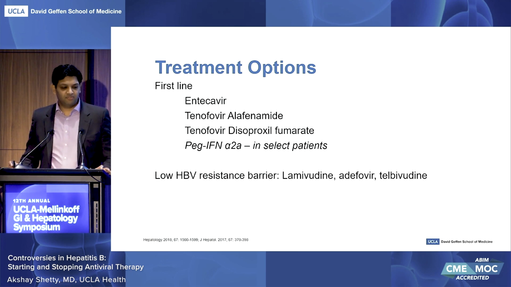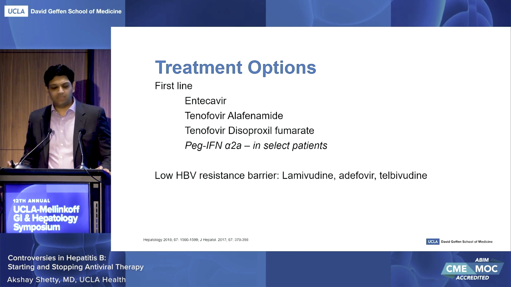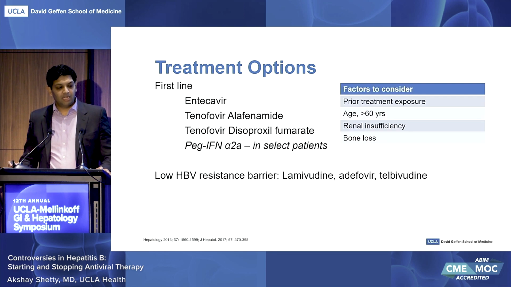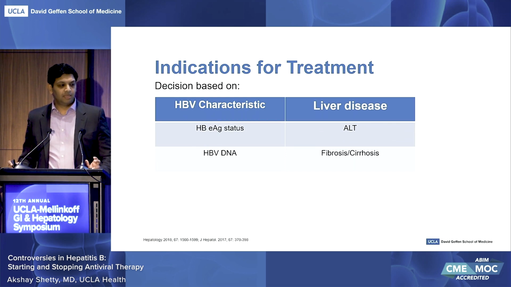Lastly, the last option available is usually not recommended by AASLD due to high risk of resistance with these medications: lamivudine, adefovir, telbivudine. Other factors to consider when choosing therapy is which treatments patients have previously been exposed to. In particular, choice of entecavir in patients who've had prior exposure to lamivudine should be done cautiously. And same if patients are older, or they have renal insufficiency or bone loss. The newer options usually are better for these patients.